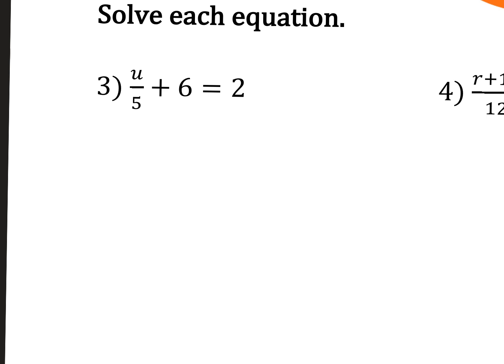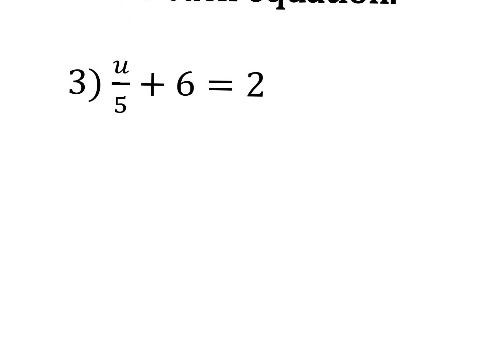Okay, number 3. I saw the same mistake over and over again. So please don't make this mistake on Friday. A lot of you guys chose to get rid of the 5, which I agree with. That's fine. Get rid of the 5. How do you get rid of dividing by 5? You multiply, right? Here's the problem.